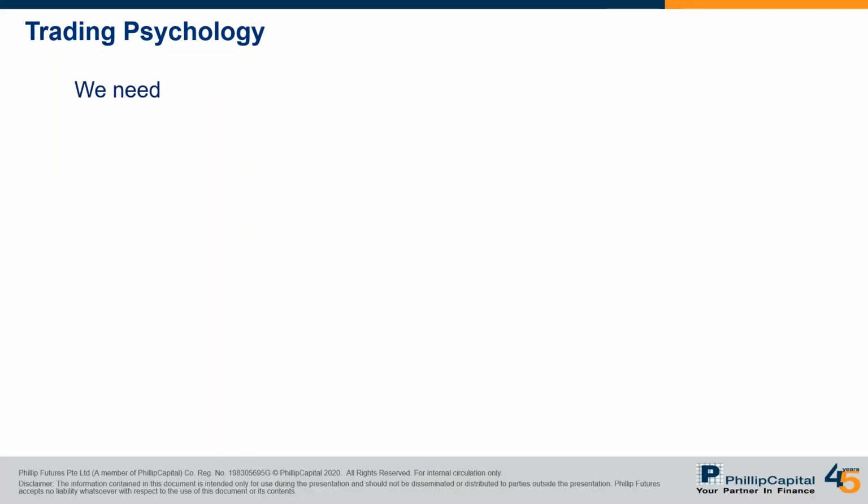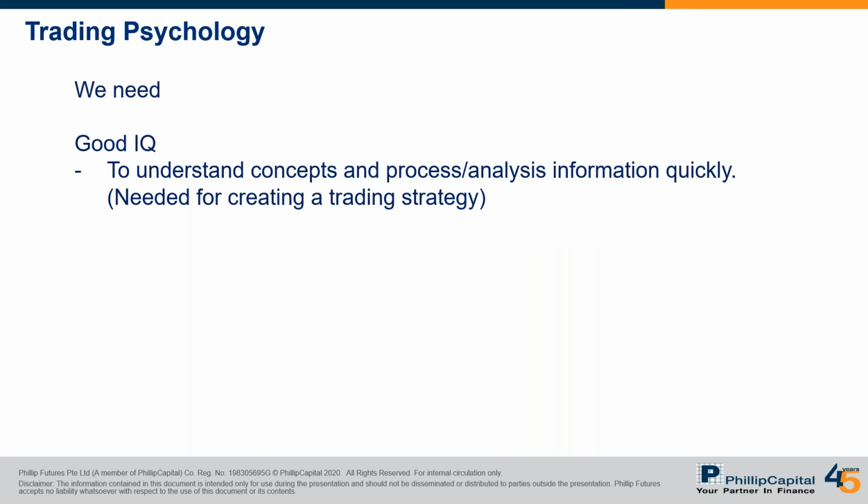Okay, so we need IQ, definitely. Why? It's because we need to be able to learn fast, to understand concepts, and to process information quickly. This is required for us to create a trading strategy or to figure out how the market works. If we are smart, with a high IQ, probably we will be able to analyze information and come up with some trading style or strategy that can work.